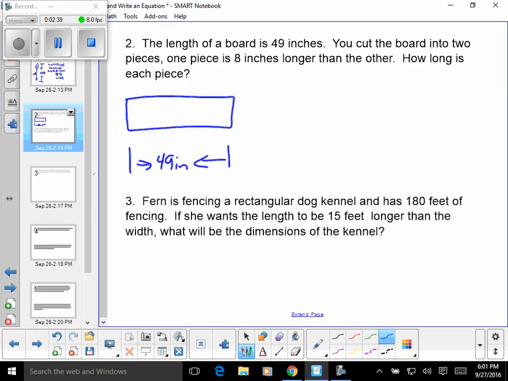We cut the board into 2 pieces, a shorter piece and a longer piece. We don't know the length of the short piece, but we do know that the longer piece is n plus 8. Now at this point, hit pause. Write out your equation, work it through, and then I'll go through it. Let's see how you did.